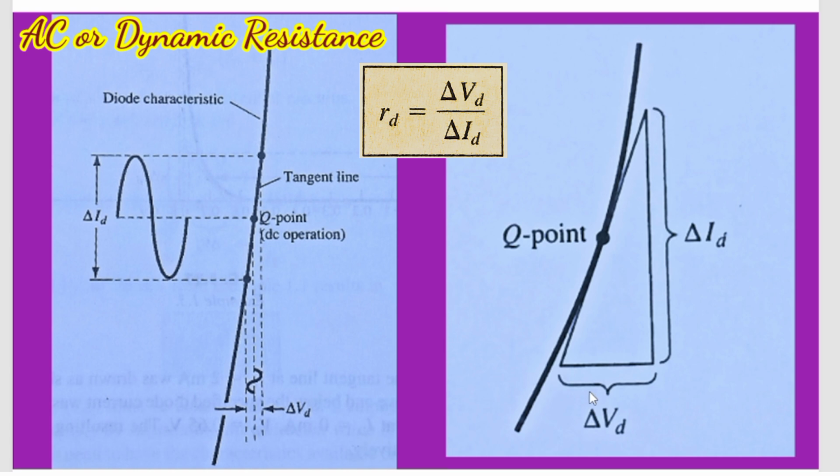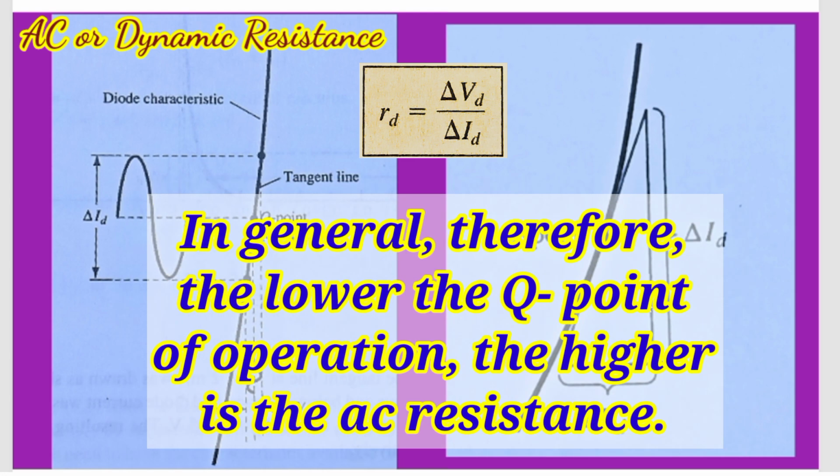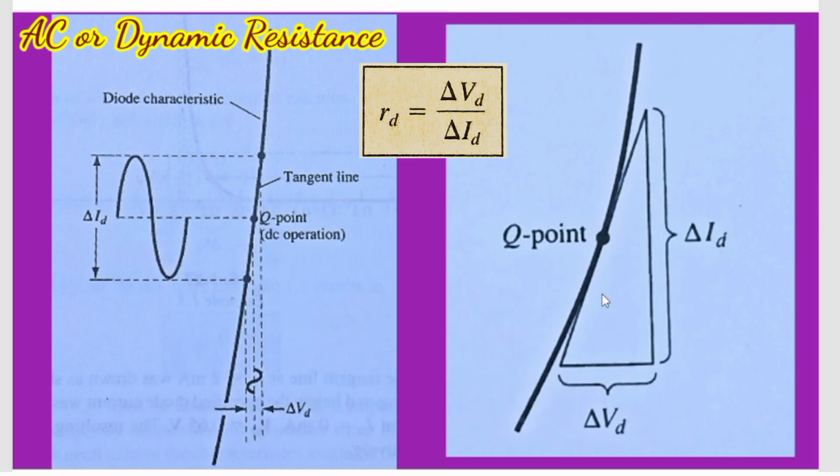The steeper the slope, the lower is the value of delta VD for the same change in delta ID, and the lower the resistance. The AC resistance in the vertical rise region of the characteristics is therefore quite small, whereas the AC resistance is much higher at lower current levels. In general, therefore, the lower the Q point of operation, the higher is the AC resistance.